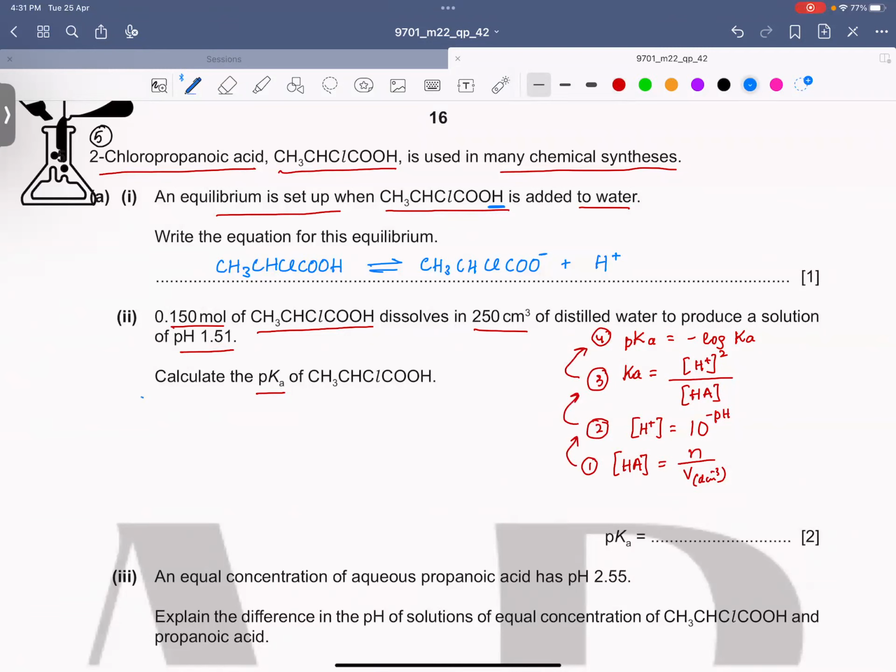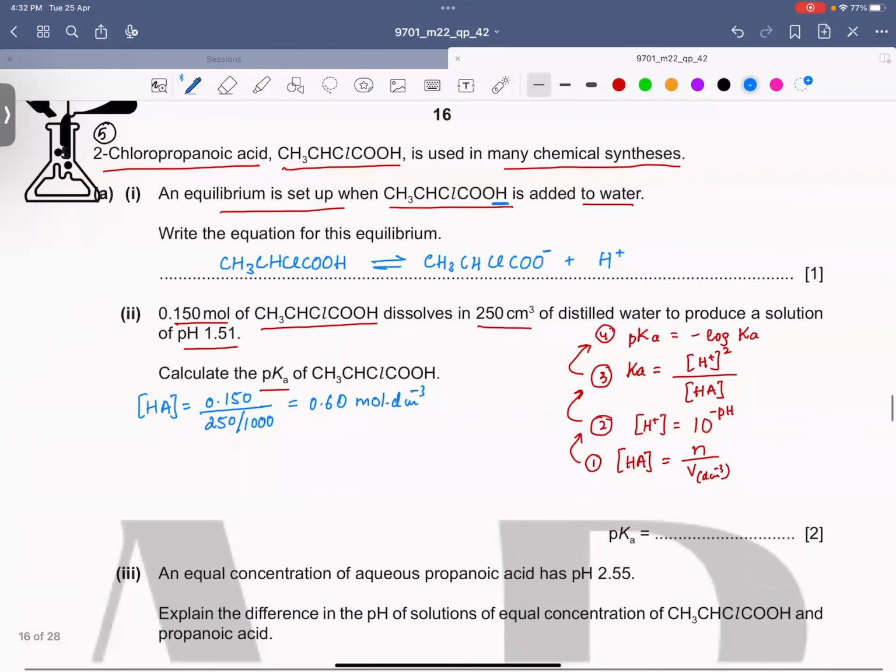So let's find the concentration of the acid, 2-chloropropanoic acid. It would be equal to 0.150 divided by 250 over 1000. Can anybody tell me the answer? 0.6, and there is no other digit afterwards? No. So, 0.060 mole per dm cube. This is the concentration of this acid.